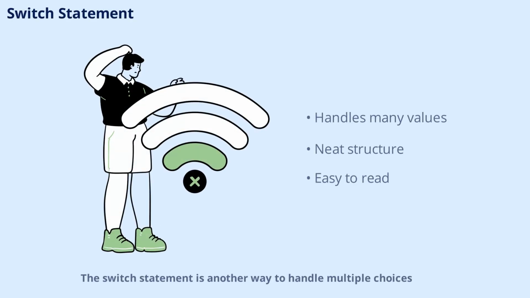The switch statement is another way to handle multiple choices, especially when you have a single variable with many possible values. Imagine Java the robot choosing a mode: walk, run, or dance. The switch statement checks the mode and picks the right action. In code, switch mode: case walk, walk, break, case run, run, break, case dance, dance, break. It's neat and easy to read, especially for lots of options.